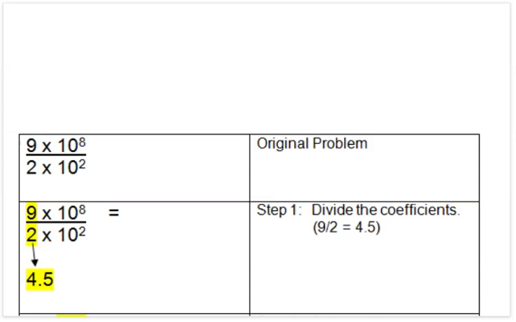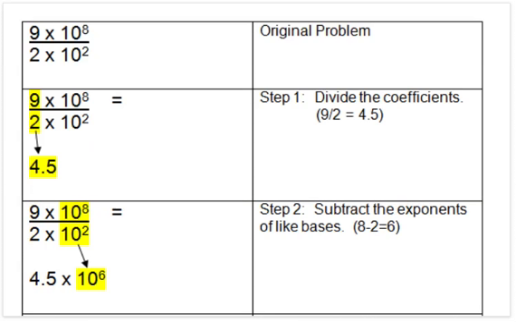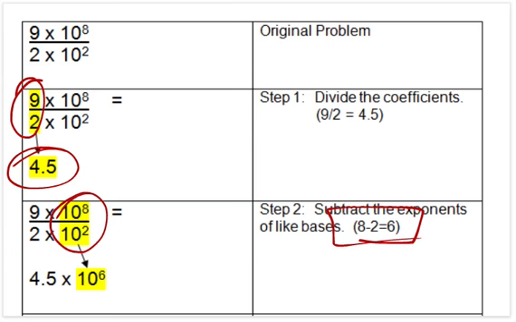Okay, so the best way to figure out how to do this is just to look at examples and try some for yourself. So here we have 9 times 10 to the 8th divided by 2 times 10 to the 2nd. And what do we do? Well, we divide out the coefficients themselves, the numbers in front. 9 divided by 2 is just 4.5. So what we've done is handle those coefficients in front by themselves, and then handle the exponents by themselves. And again, if we are dividing exponents, we're subtracting the exponents. So 8 minus 2 is 6, so 4.5 times 10 to the 6th.